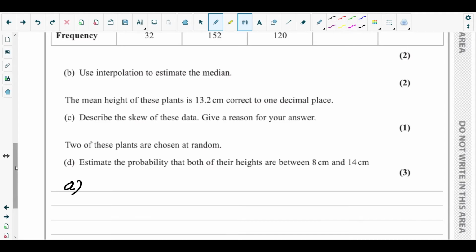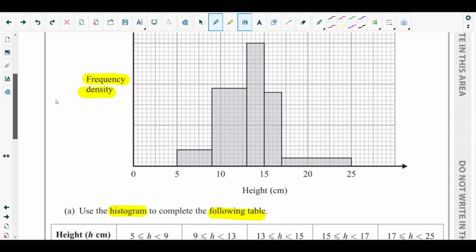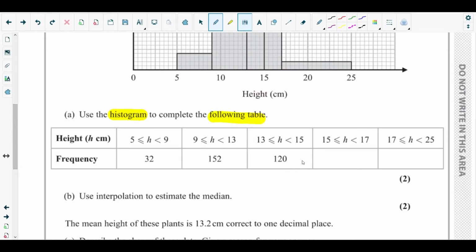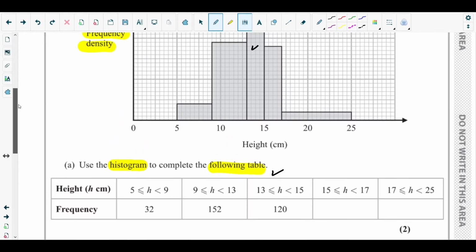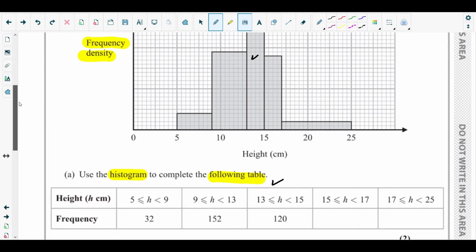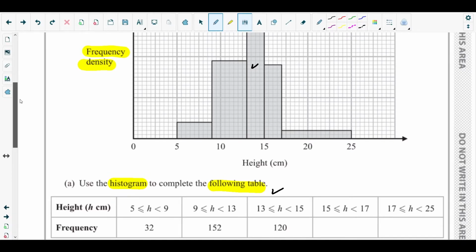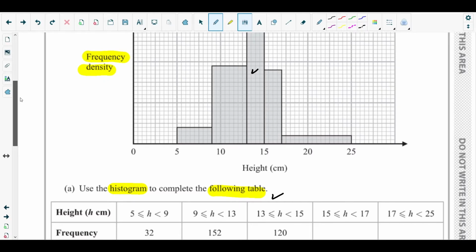At first, consider any bar. Let's work with this bar. This bar is from 10, 11, 12, 13, yes, from 13 to 15. Which group is this? This one. From 13 to 15 the frequency is 120. The class width is 2 and the frequency is 120. So what would be the area?